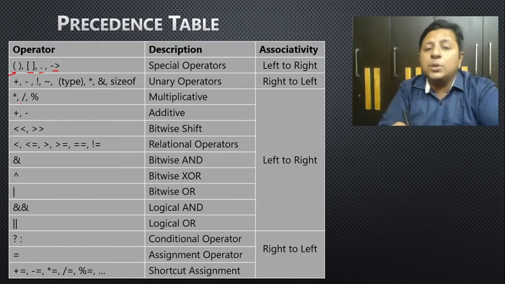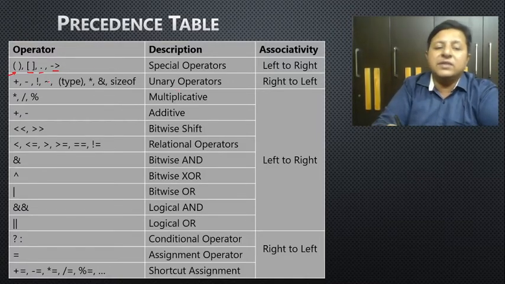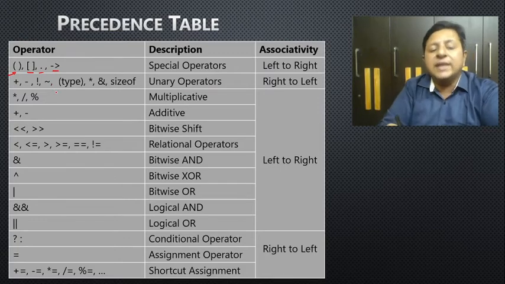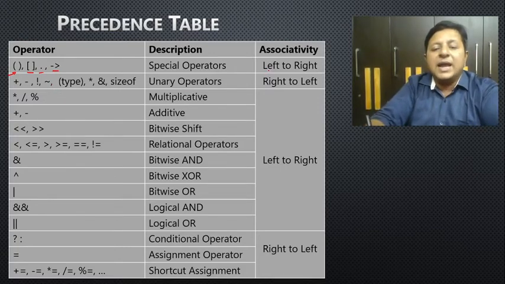Don't worry, I'll come up with a video on special operators as well, so that we can understand these operators individually. Currently, we are only concerned about precedence and associativity. So they are at the top, with the top precedence of all. Out of that, function call has the highest, then subscript, then dot, and then arrow. But they have their associativity as left to right.